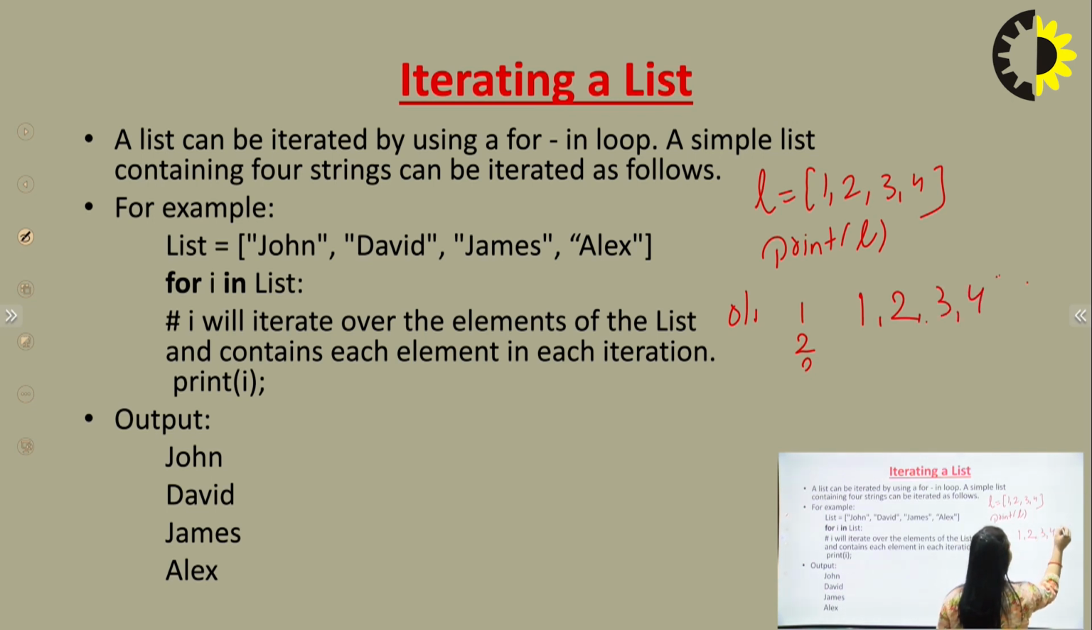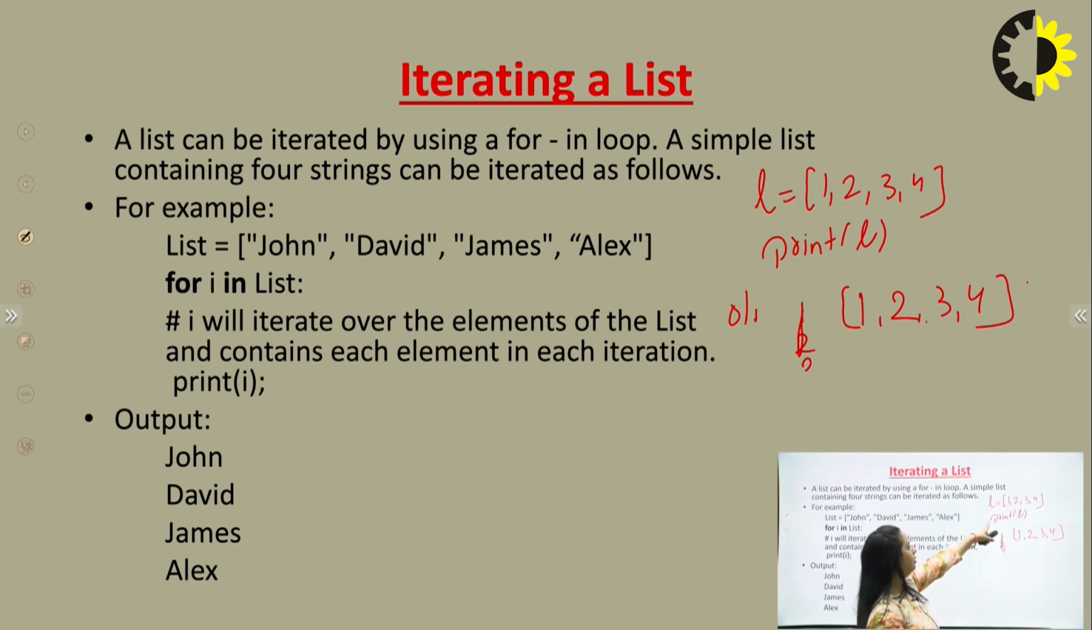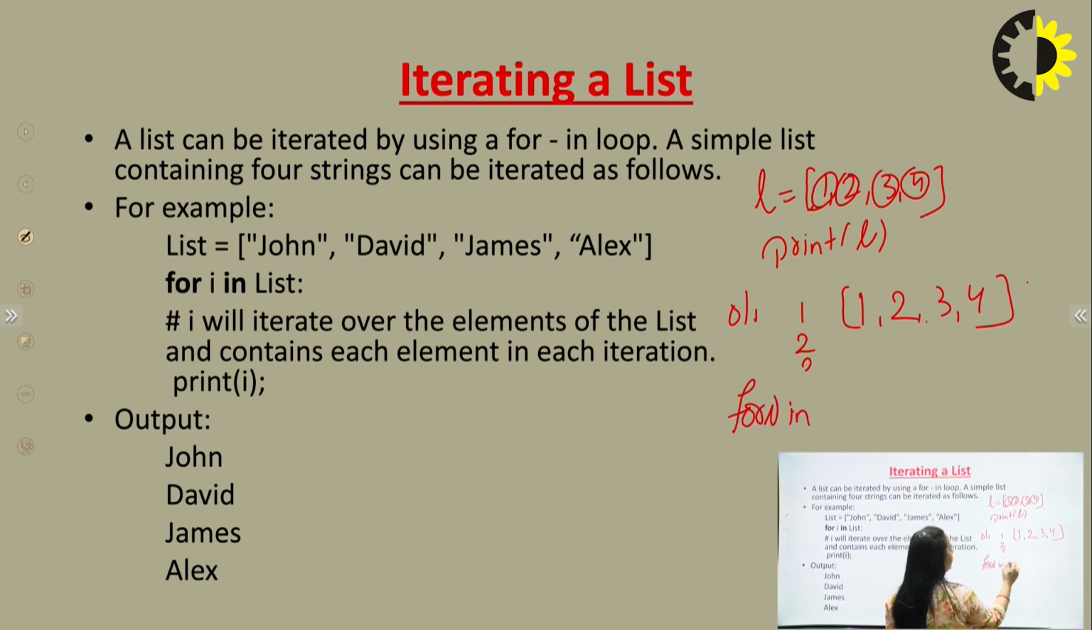3 and 4. This will be the output of our print L function. But if we want to iterate over these values, I want to print these values one by one. So we have to take the for loop. For I in L, print I.